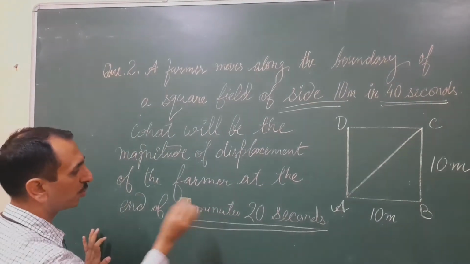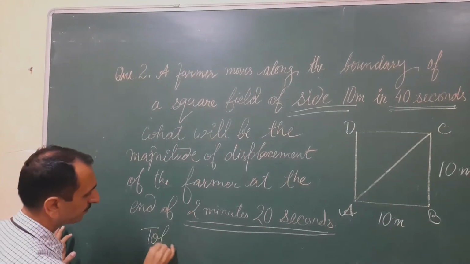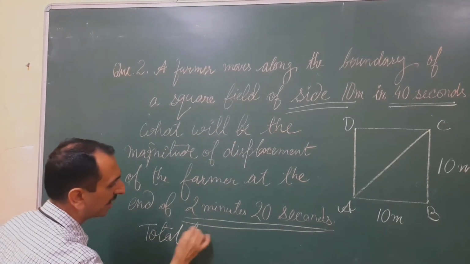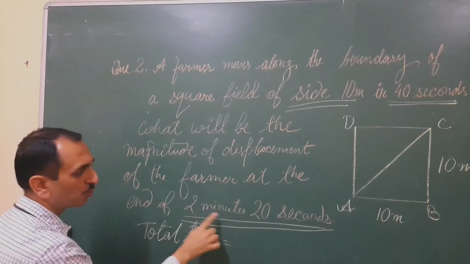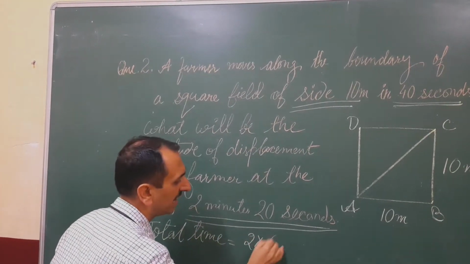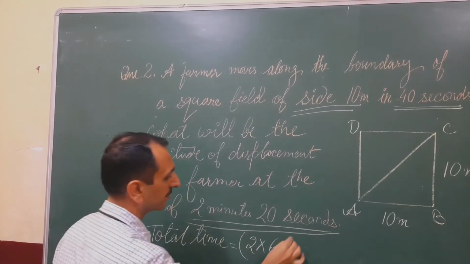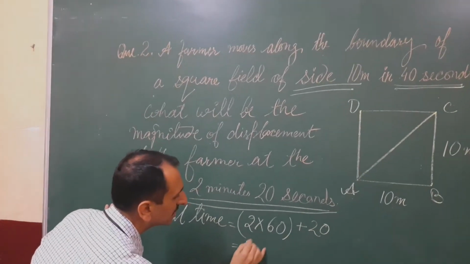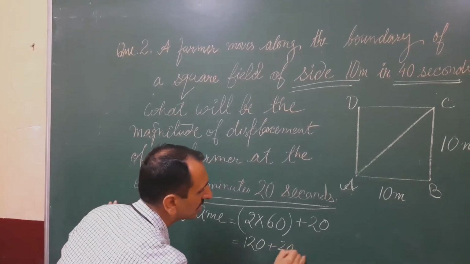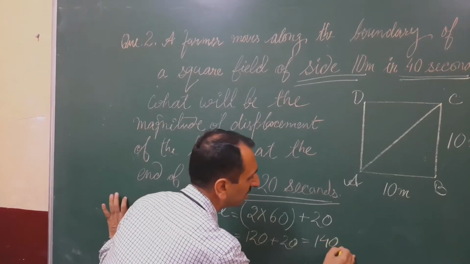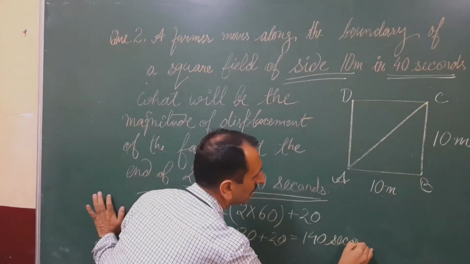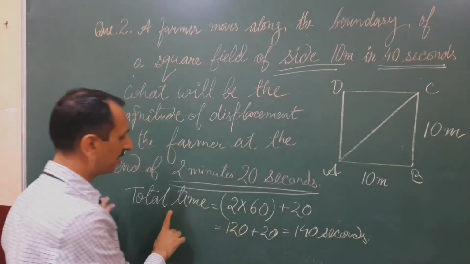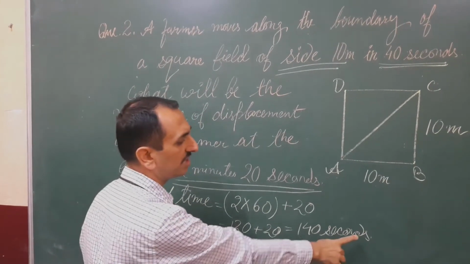Now we have to calculate the total time here. Total time: 2 minutes means 2 multiplied by 60, plus 20 seconds. It is 120 plus 20, which is 140 seconds. Hence the total time taken is 140 seconds.